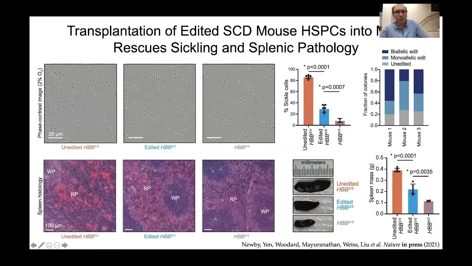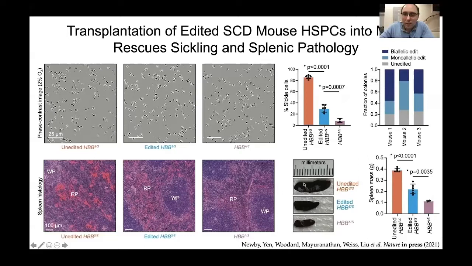We also looked at the splenic pathology of these mice. Mice that were homozygous for the sickle cell mutation contain this characteristic expansion of the red pulp, which signifies extramedullary erythropoiesis, as the spleen is now being used as a site to produce more blood cells because of the high turnover in this mouse model. However, some animals that received our edited cells had a much more wild type looking spleen when compared to this positive healthy control.